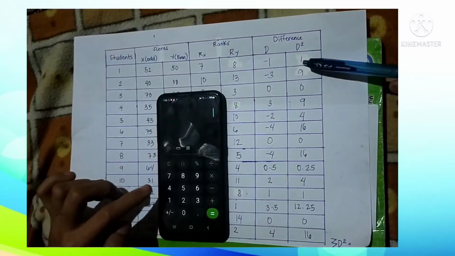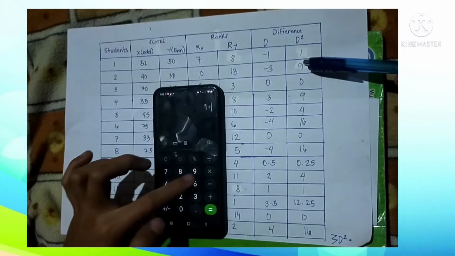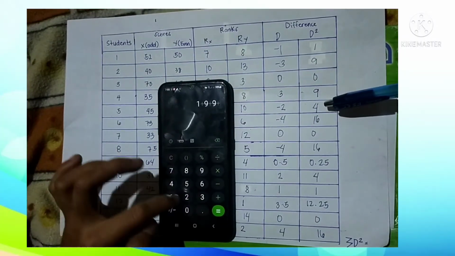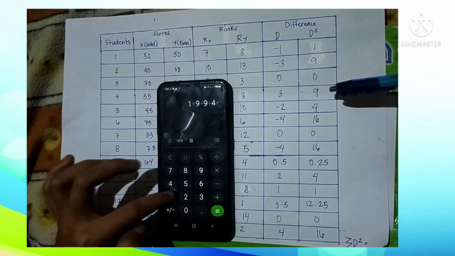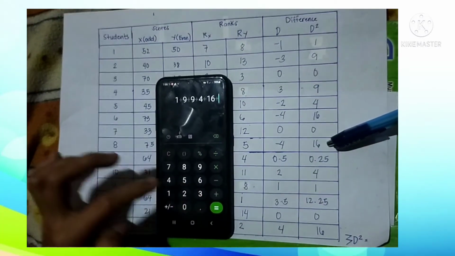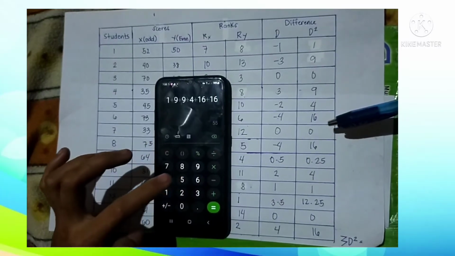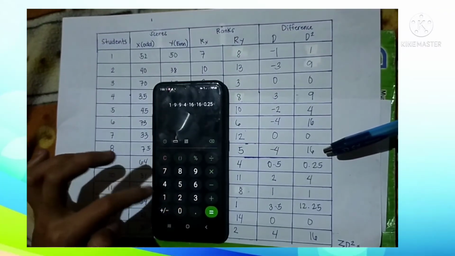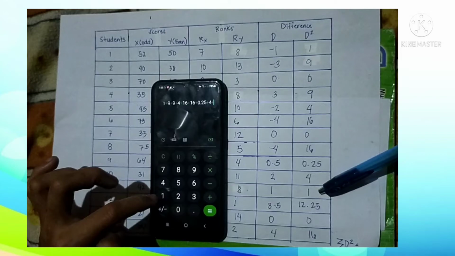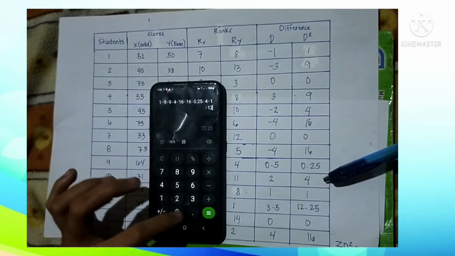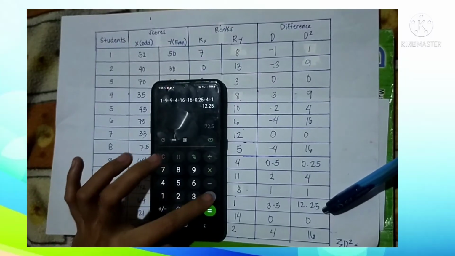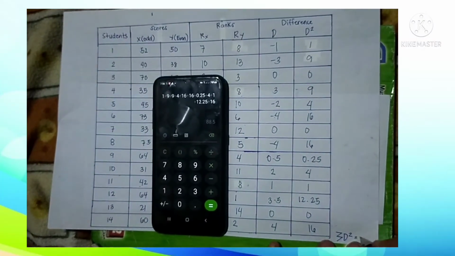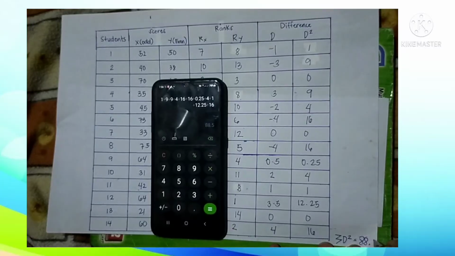So, 1 plus 9 plus 9 plus 4 plus 16 plus 16 plus 0.25 plus 4 plus 1 plus 12.25 plus 16. So the summation of d squared is 88.5.